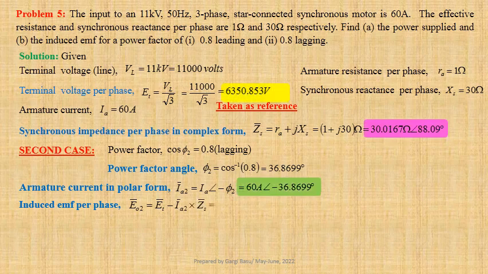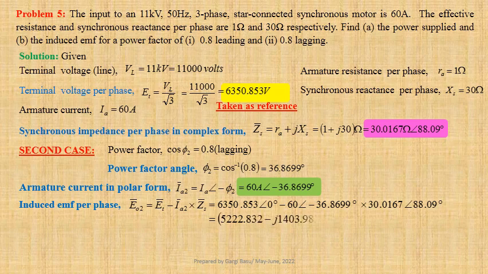Expression for induced EMF per phase E02 equals ET minus Ia2 into Zs. Using values we get 6350.853 at an angle 0 degree minus 60 at an angle minus 36.8699 degree into 30.0167 at an angle 88.09 degree. That gives us 5222.832 minus j1403.9835 volt. This may be written in polar form as 5408.2477 volt at an angle minus 15.05 degree.